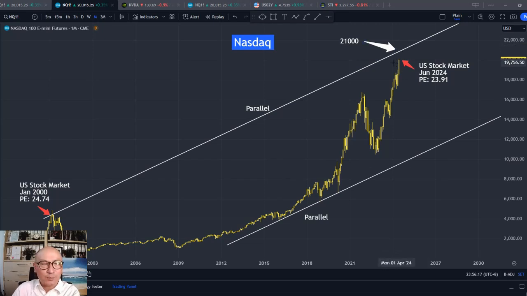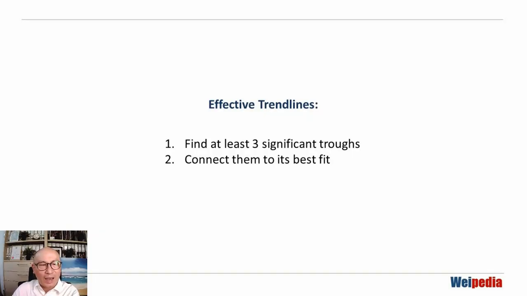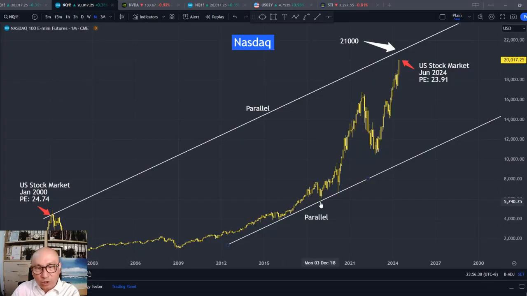Let's first discuss how to construct an effective trend line. There are two rules to it. Number one is that we have to find at least three significant troughs, which we're going to describe very shortly. And number two is to connect them to their best fit. Now, let me go to this chart itself, and I'm going to delete this off. Now, how do we draw this parallel line? First, we have to have the rules for how to construct this uptrend line.